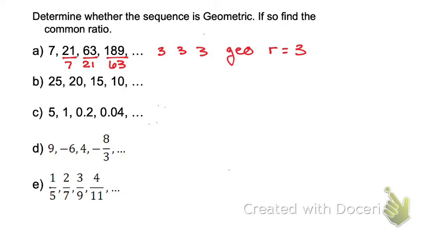So then I got 25, 20, 15, 10. Hopefully you can tell me right now that is not geometric. It's arithmetic. And D is? Negative 5.